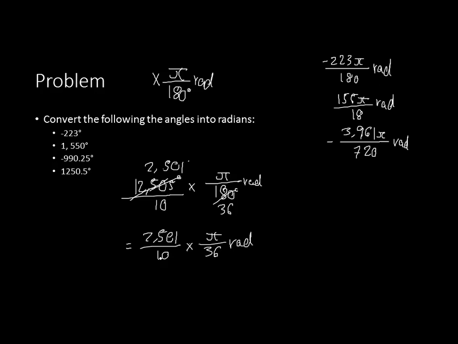Now, let's take a look if these numbers, 2,501 and 10, have a common factor. Nope, they don't. So we can just multiply them as our final answer. So here we will have 2,501 pi all over 360 radians. That is our final answer: 2,501 pi all over 360 radians.